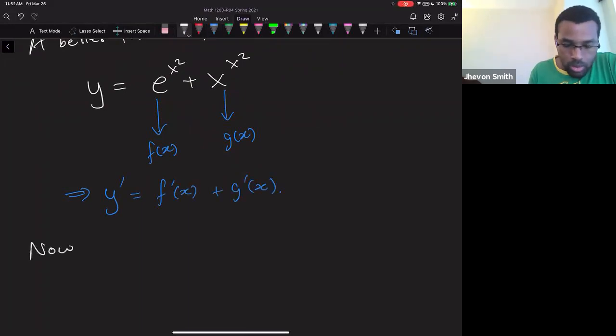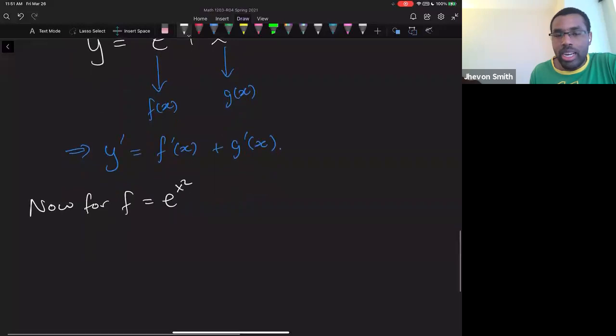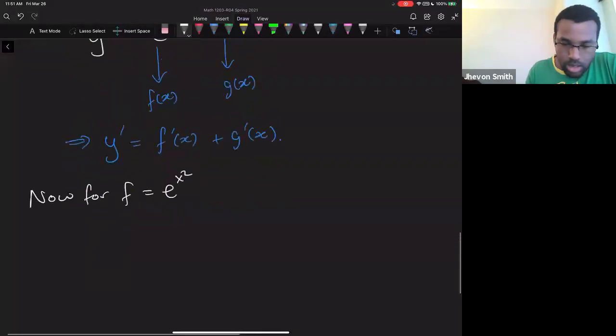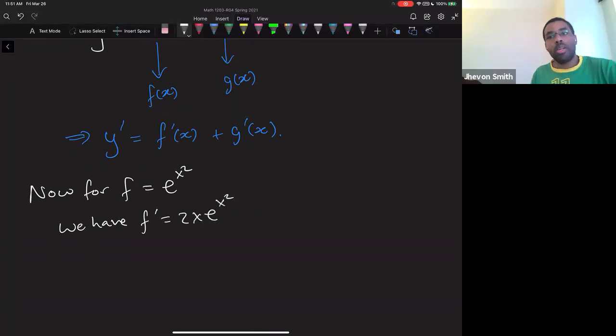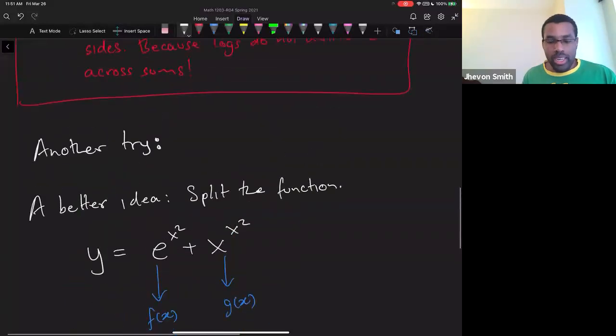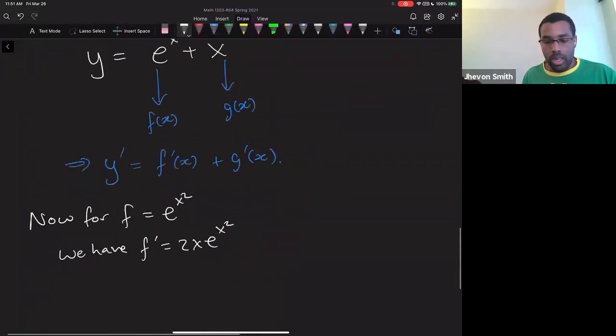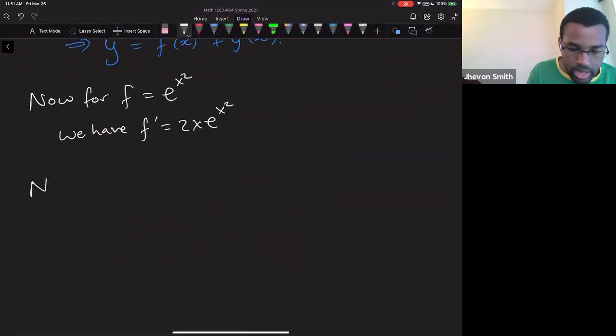Now, for f equals e to the x squared, we have a rule for that. It's actually pretty easy to differentiate that by itself. We have f prime equal to 2x e to the x squared, because the derivative of e to the u is u prime times e to the u. So individually, I can differentiate that first term by itself. Now, I look at the other guy.